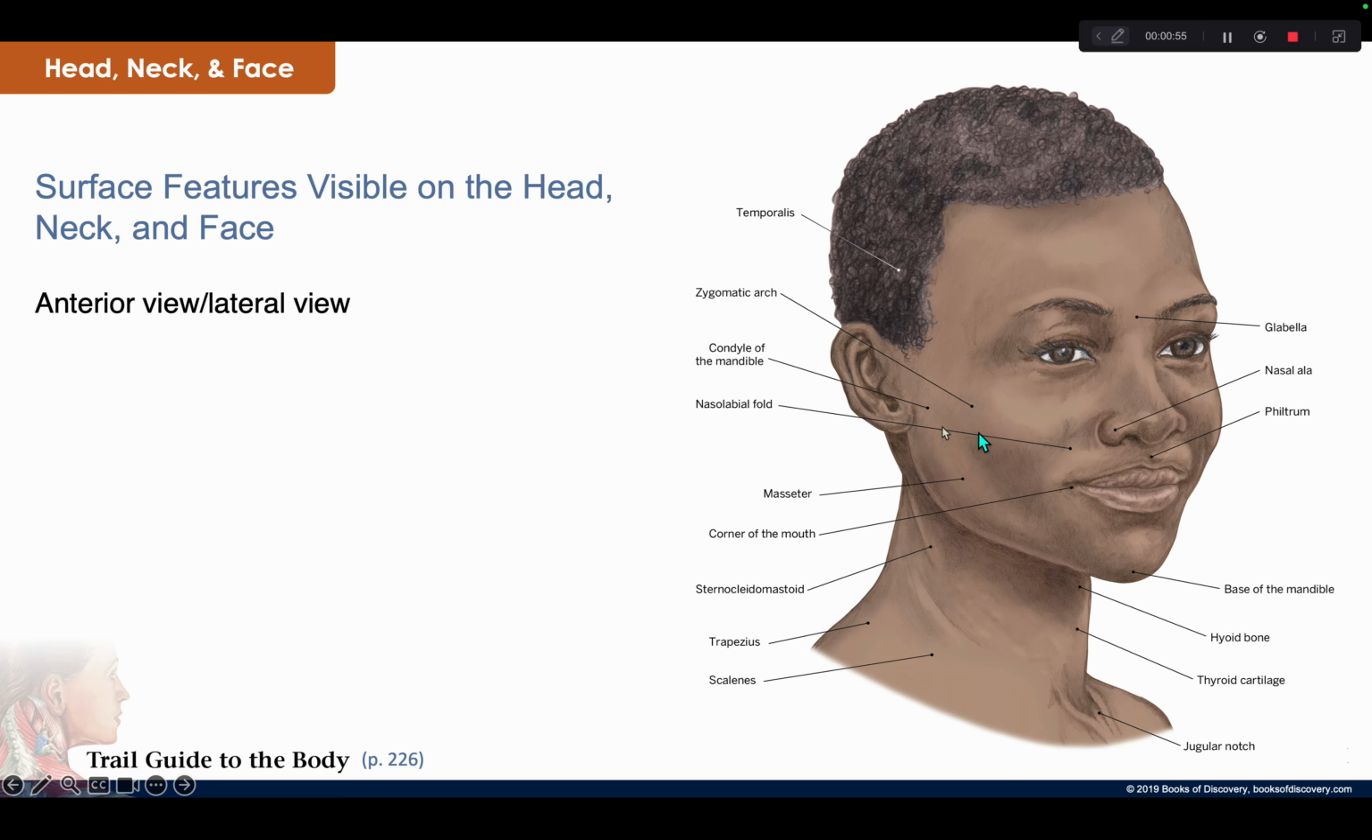Your masseter muscle is the main, really thick muscle for chewing. We're also going to be focusing on this neck muscle called the sternocleidomastoid. On the side of the trapezius, you got your scalenes here. In the front, we have a jugular notch, where your thyroid cartilage would be. The thyroid is kind of like a butterfly-shaped organ in your neck. Hyoid bone, and we'll show on the skeleton what that looks like. Your mandible is what your whole jawbone is called, so the chin would be the base, right?